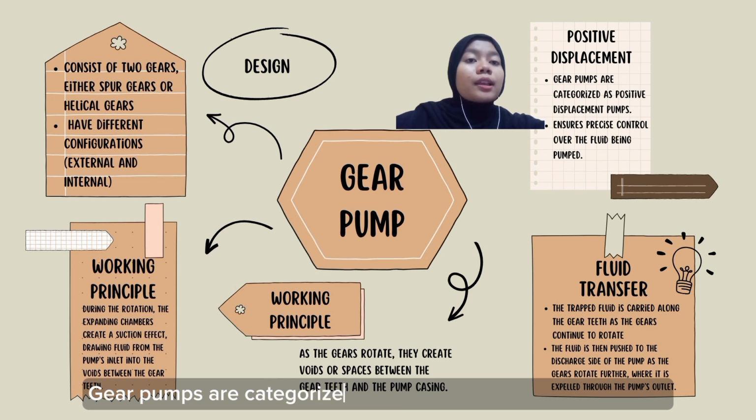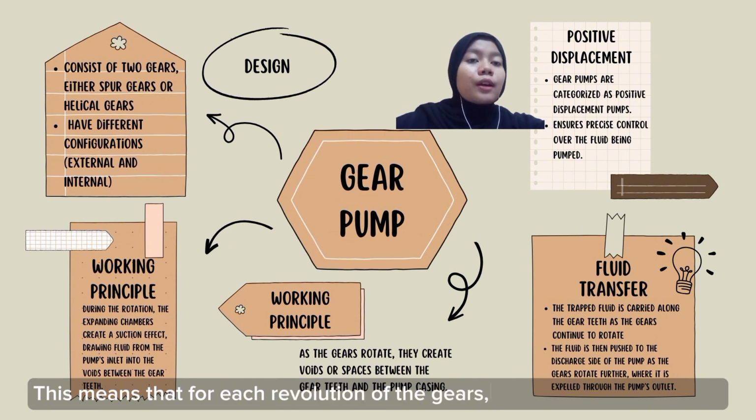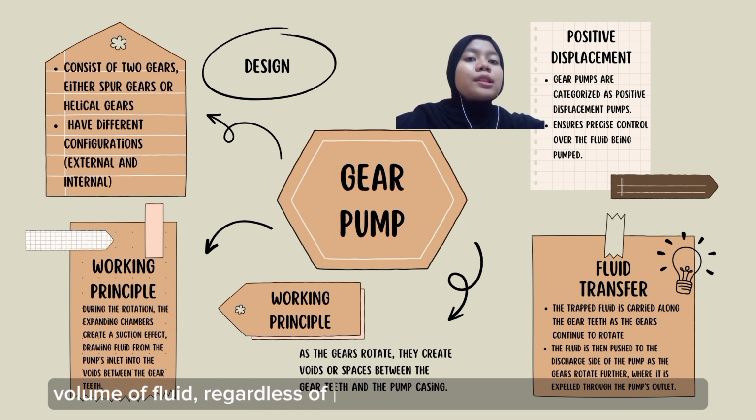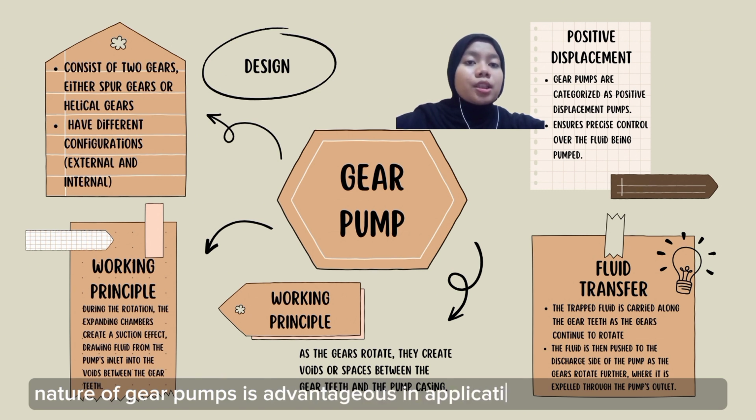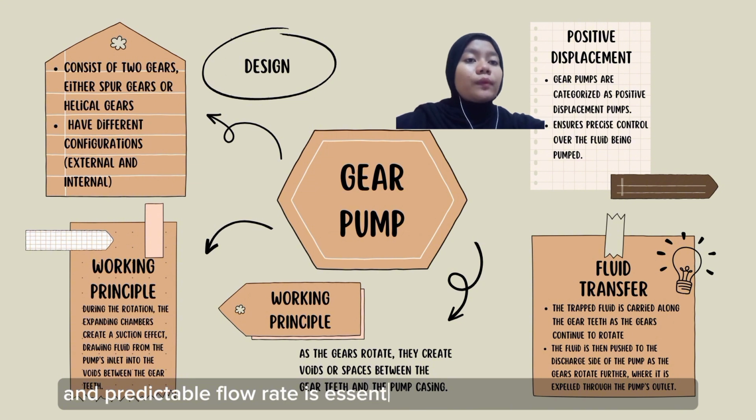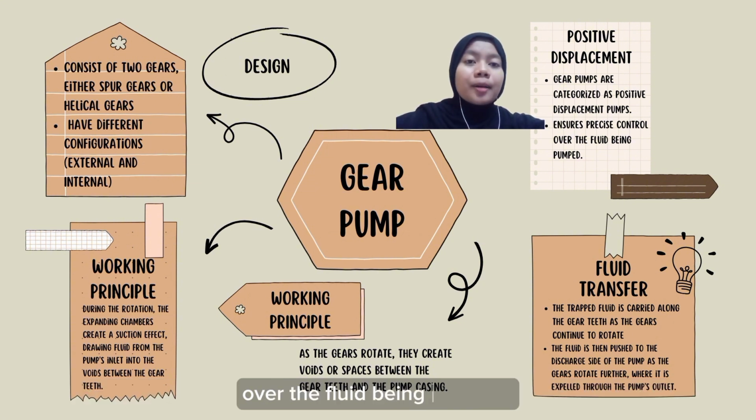Gear pumps are categorized as positive displacement pumps. This means that for each revolution of the gears, they displace a constant volume of fluid regardless of the pressure. The positive displacement nature of gear pump is advantageous in applications where a consistent and predictable flow rate is essential. It ensures precise control over the fluid being pumped.